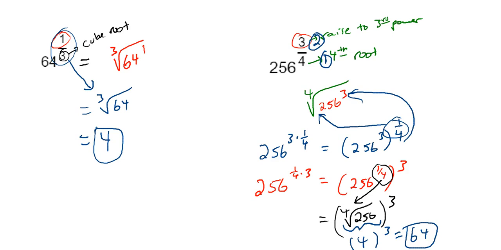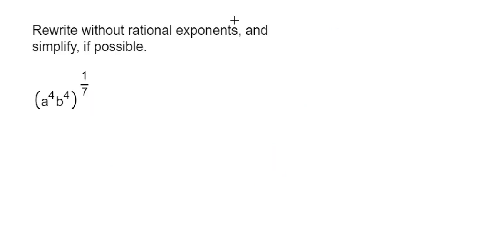All right, let's take a look at some other examples here. So this one we want to rewrite without rational exponents, meaning it's in exponential form. Let's rewrite it in radical form. And I already have addressed the way you want to think about this. A 1/7 power is going to be a 7th root.